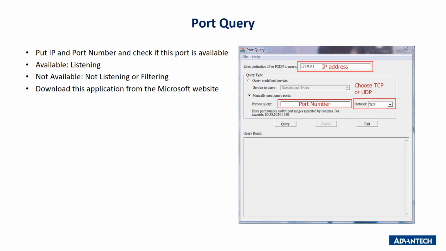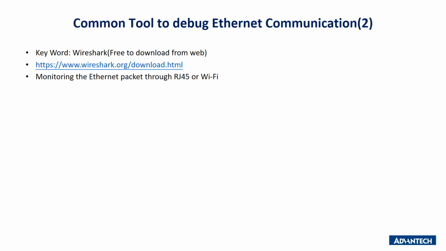Another software called Port Query is very convenient to check port availability. After entering IP, port number, TCP, or UDP, you can press Query to confirm the result. If the result is not listening, the port is unable to reach. After you are sure that IP and port are reachable, but there is still an Ethernet communication issue, you can use Wireshark to do further investigation.